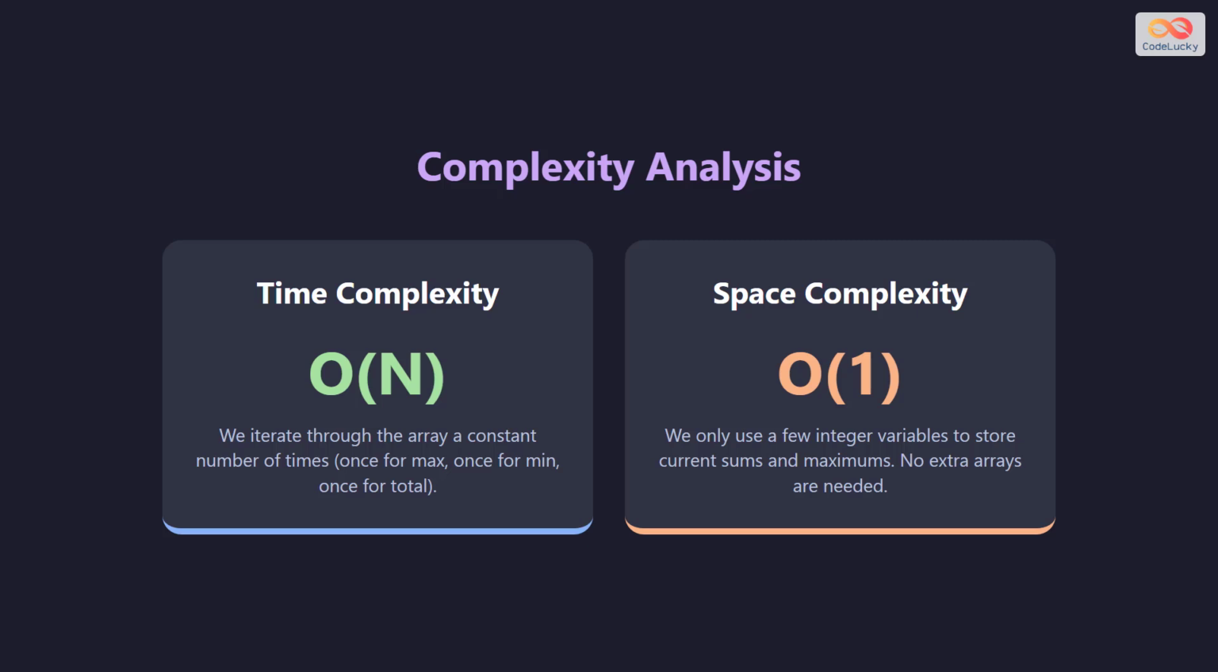This solution is highly efficient. The time complexity is big O of n because we only make a few linear passes over the array. The space complexity is big O of 1 because we only use a few variables to store our sums, regardless of the input size. This makes it optimal for large datasets.